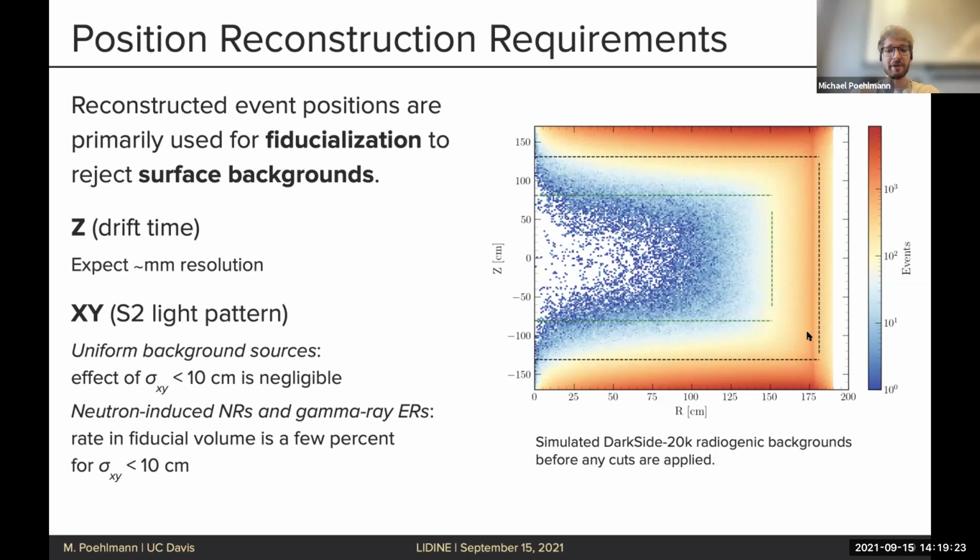So shown here is a simulation of the radiogenic backgrounds before any cuts are applied. So to prevent leakage into the fiducial volume, namely if we misreconstruct a position.